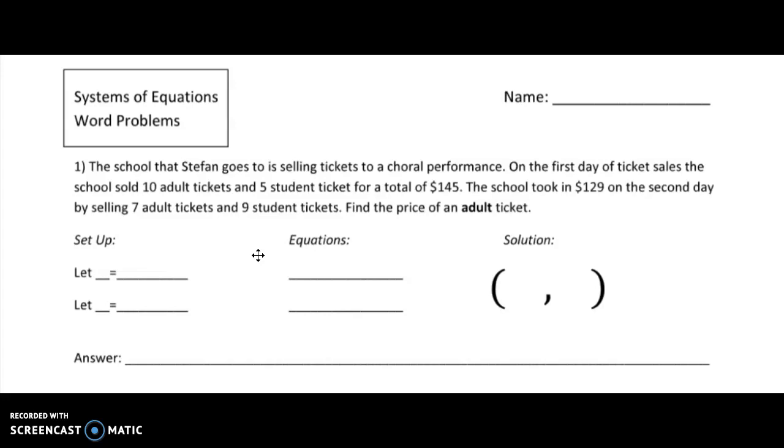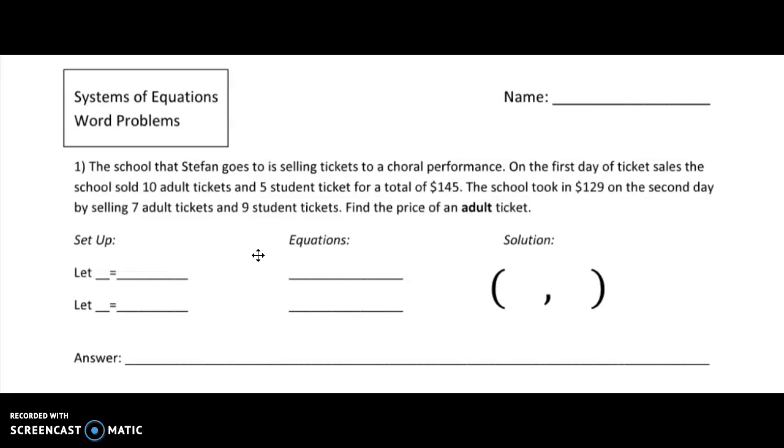Okay, so we are going to solve the system of equations word problems. Number 1, the school that Stefan goes to is selling tickets to a choral performance. On the first day of ticket sales, the school sold 10 adult tickets and 5 student tickets for a total of $145. The school took in $129 on the second day by selling 7 adult tickets and 9 student tickets. We want to find the price of an adult ticket.